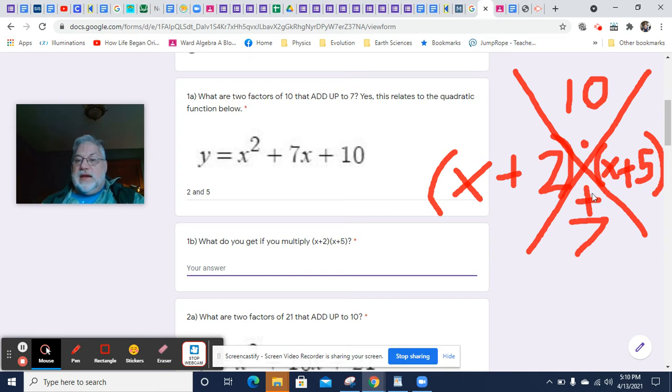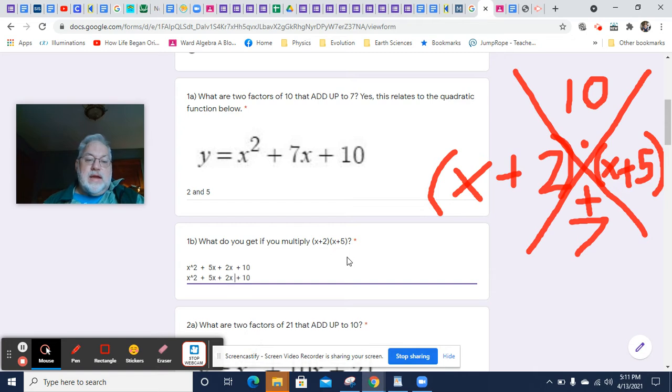So x plus 2 times x plus 5, we can multiply it out. I mean, don't take my word for it. Let's prove it. So x times x will be x squared. Then I'm going to multiply the x times the 5. That'll be 5x. I'll multiply the 2 times the x. That'll be 2x. Then I'll multiply the 2 times the 5. That'll be 10. And it's all addition because there's nothing negative in here. Let's put some pluses in there.